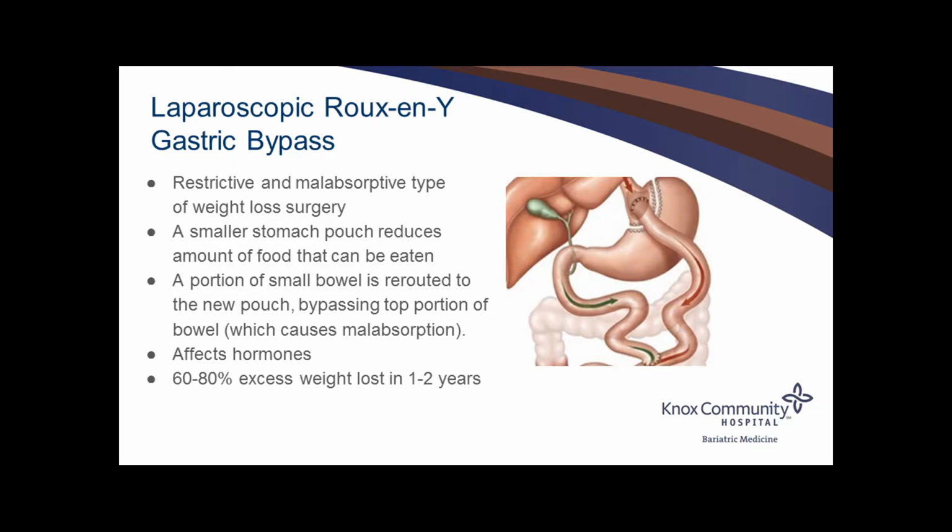For the laparoscopic Roux-en-Y gastric bypass, the stomach is divided into a small pouch and separated from the remainder of the stomach. The small intestine is divided, and part of the intestine is brought up and attached to this small gastric pouch. The intestines are then brought together and connected in a Y shape.